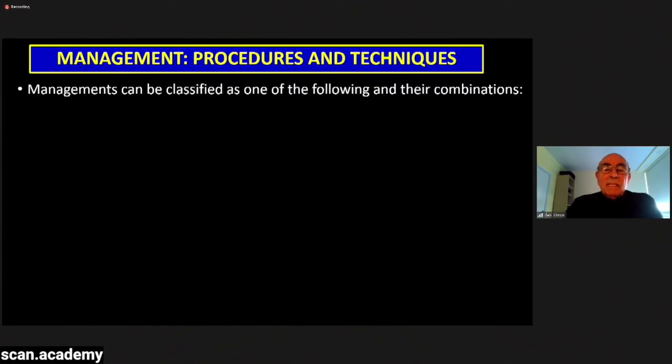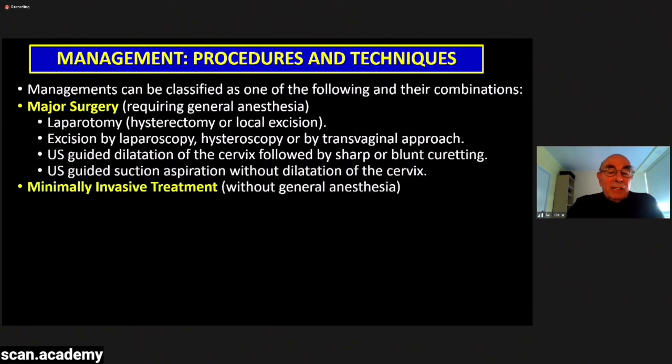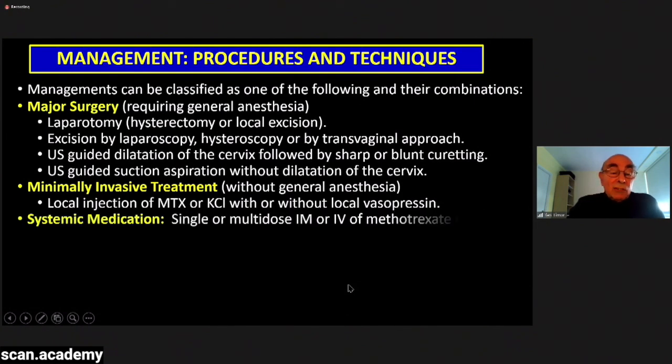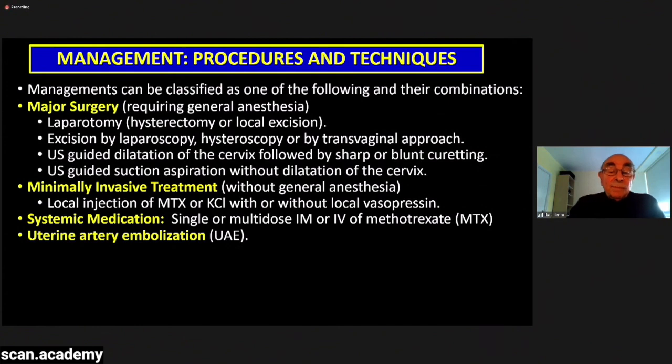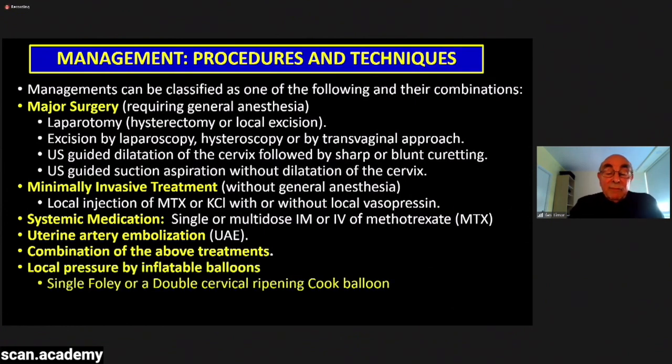So here are the management options, and they can be classified as one of the following: major surgery, and we have heard about some of them, and you can read them right here. Different kinds of surgeries, dilatations, aspirations, laparoscopy, minimally invasive treatment that goes without general anesthesia, local injection, then systemic, single, multi-dose, IM, or even intravenous methotrexate, uterine artery embolization, done predominantly as first treatment or combined with others, and then combination of all the above treatments. Then there are the local pressure by inflatable balloons, single Foley, double cervical ripening.